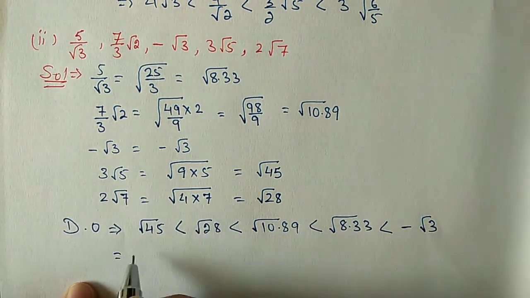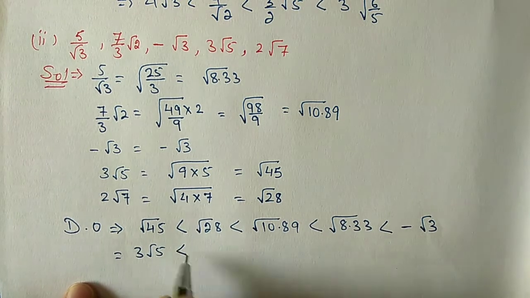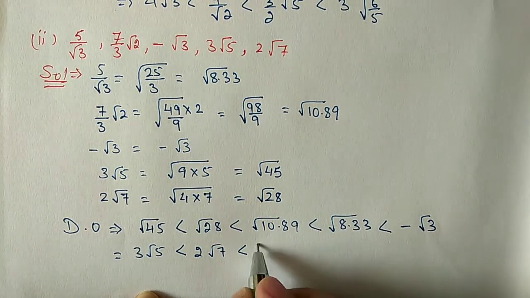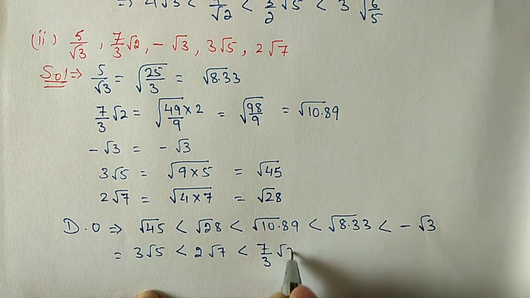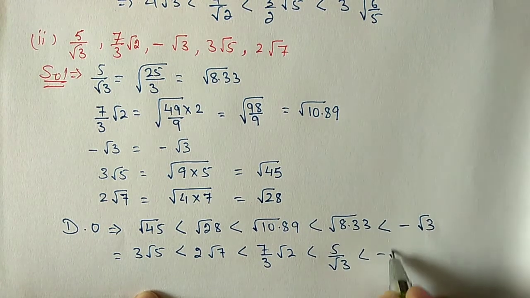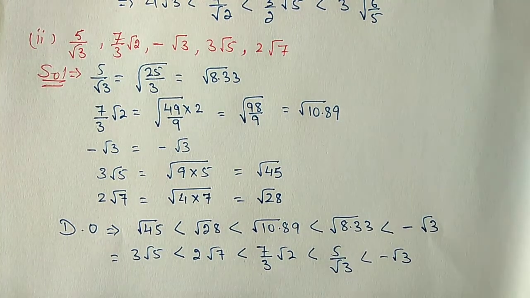Now root 45 was 3 root 5. This is 2 root 7. This was 7 by 3 root 2, and 5 by root 3, minus root 3.